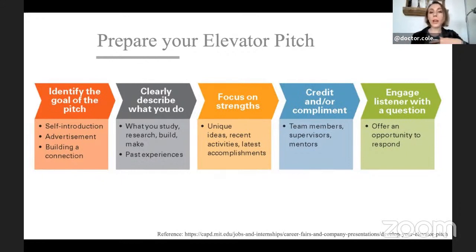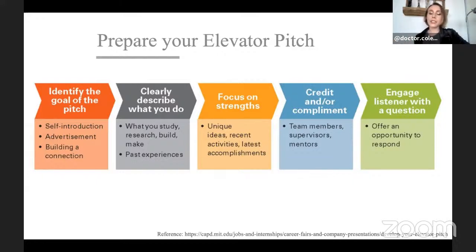Clearly describe what you're doing: what you study, research, what you're building or making, and any past experiences that you have. And then you want to focus on your strengths. So any unique ideas that you have, recent activities, any of your latest accomplishments. You definitely want to credit or compliment whoever has helped you reach these goals, so team members, supervisors, mentors. That speaks a lot about you and your understanding of what it takes to get to where you are and where you want to go.